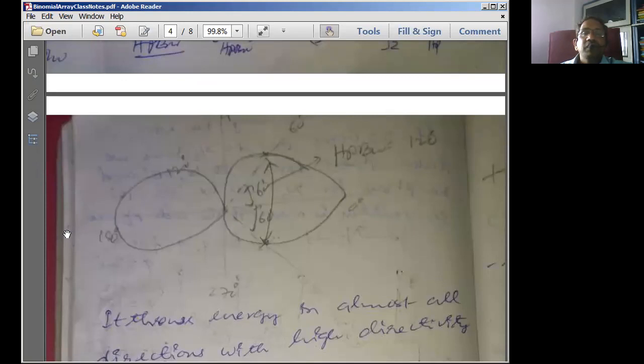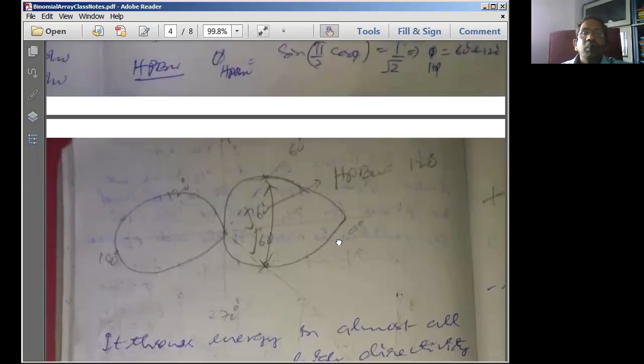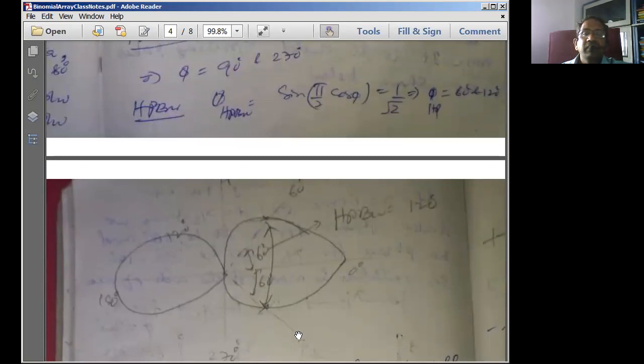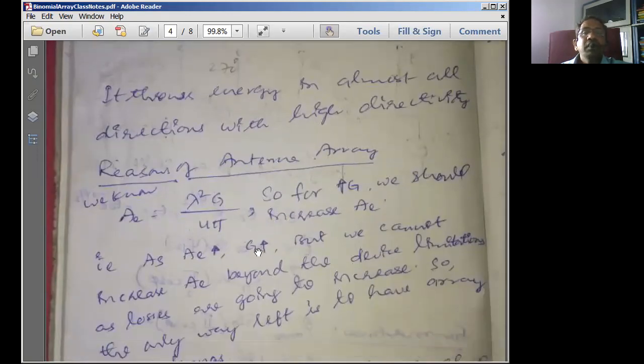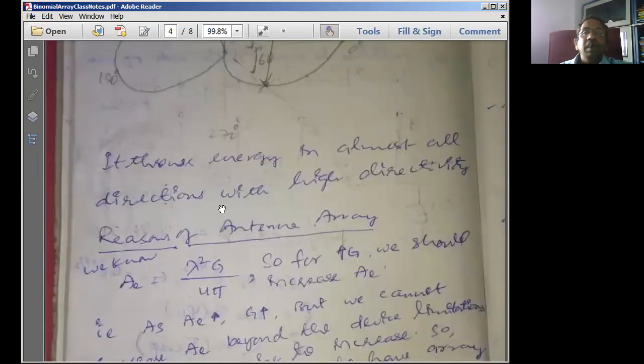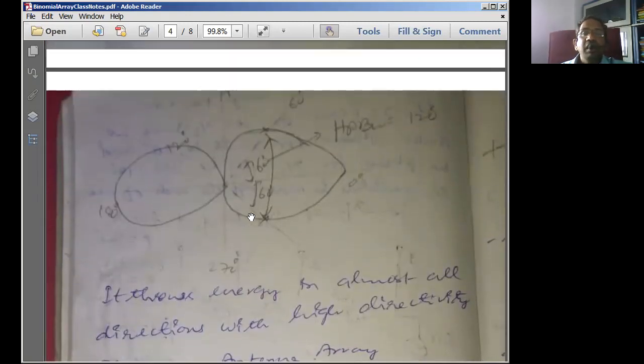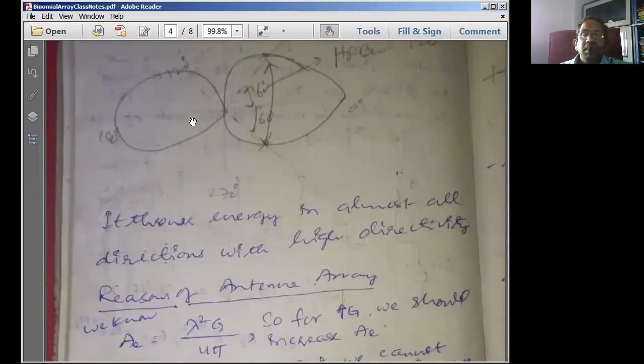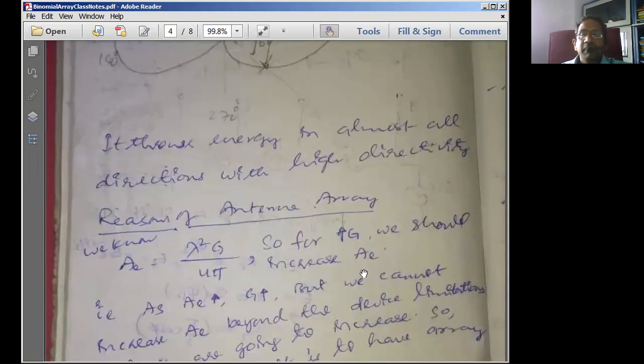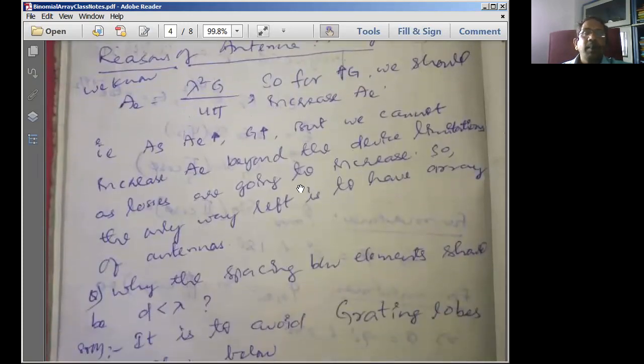So the radiation pattern, if this is the axis of the antenna array, is simply along the axis of the antenna array. Okay. So like that we write 60 and 120 degrees. In between you have the half power beam width. So this throws the energy in almost all the directions with high directivity. Because it is along the antenna array axis, the directivity is going to be very good in the case of end fire antenna arrays. Okay.